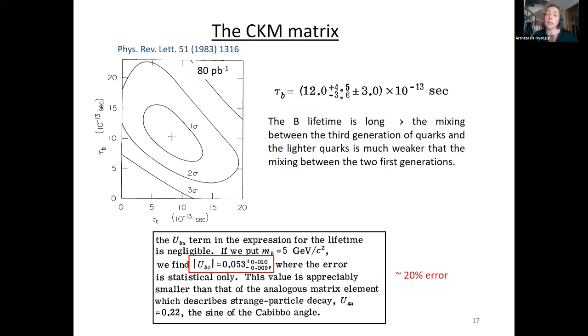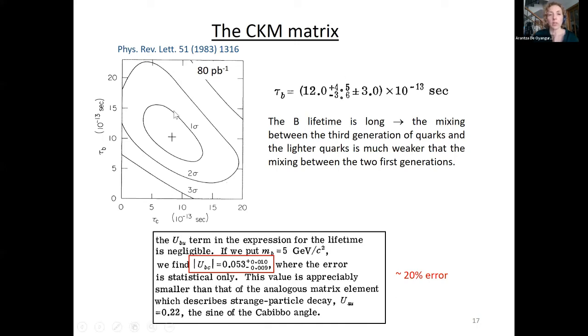That meant that the mixing between the third generation of quarks and the lighter quarks was much weaker than the mixing between the first two generations. And this was very surprising at the time, because one was not expecting that. So here you have the value in the original paper, where it is called Vub, but it is Vcb basically. This is taking into account that Vub was very, very small. And this was measured with a 20% error, okay?